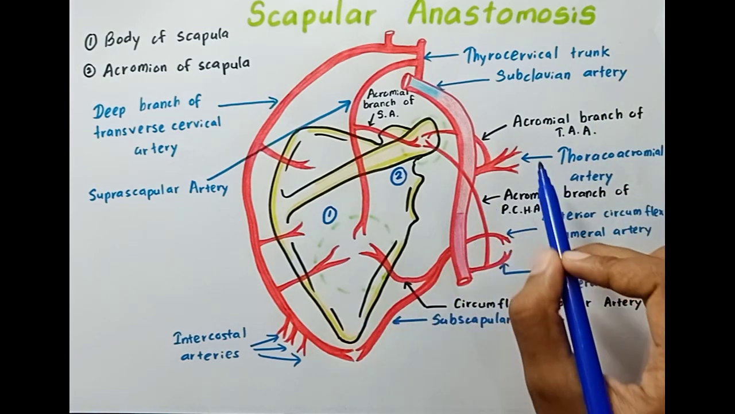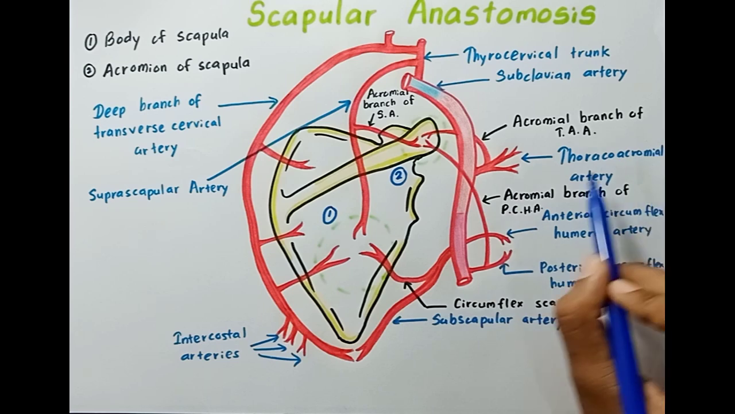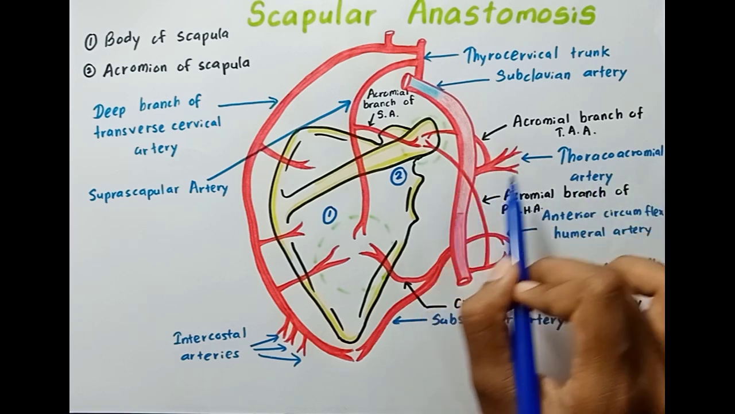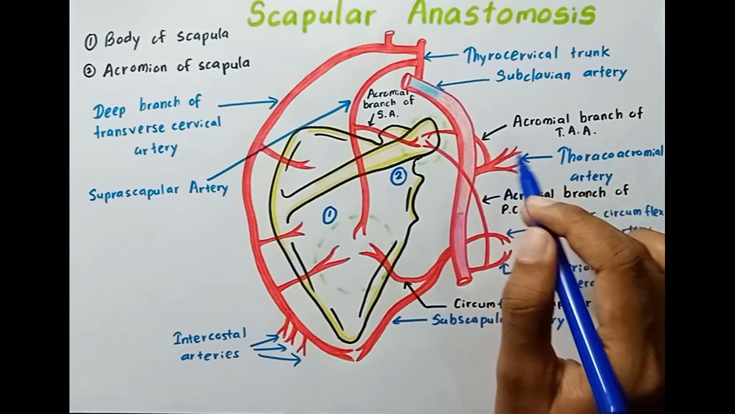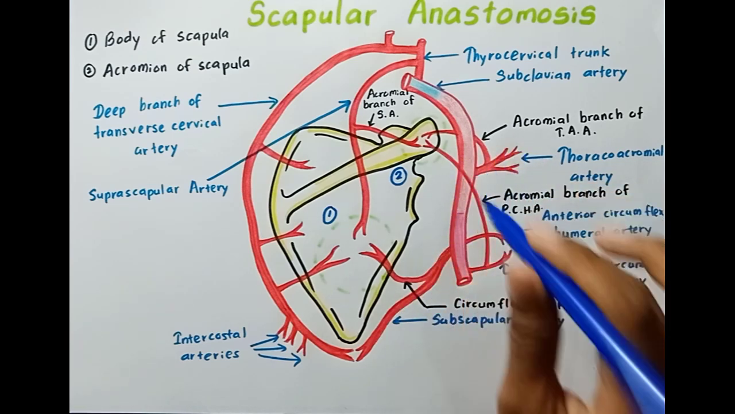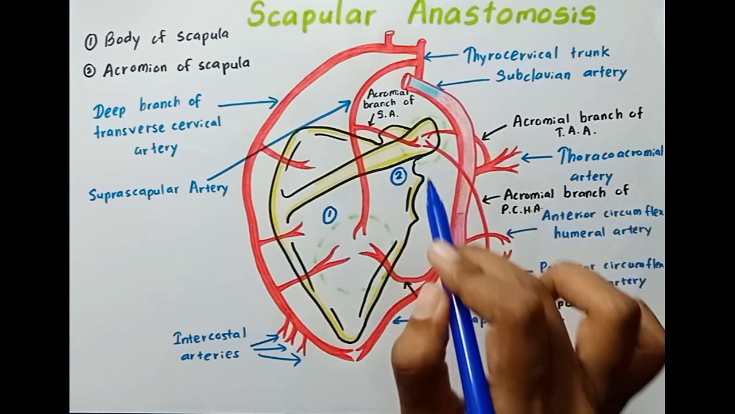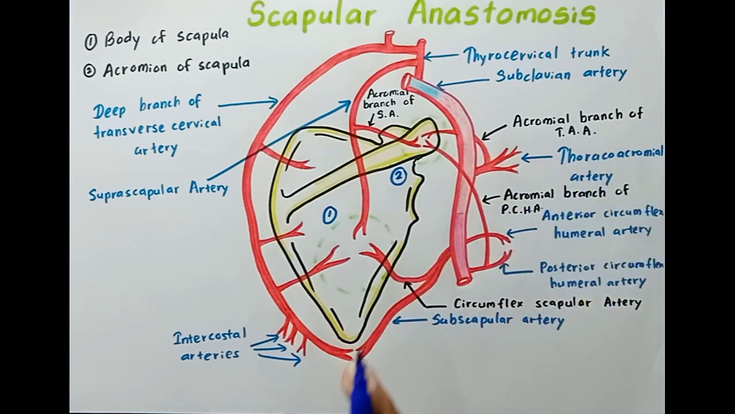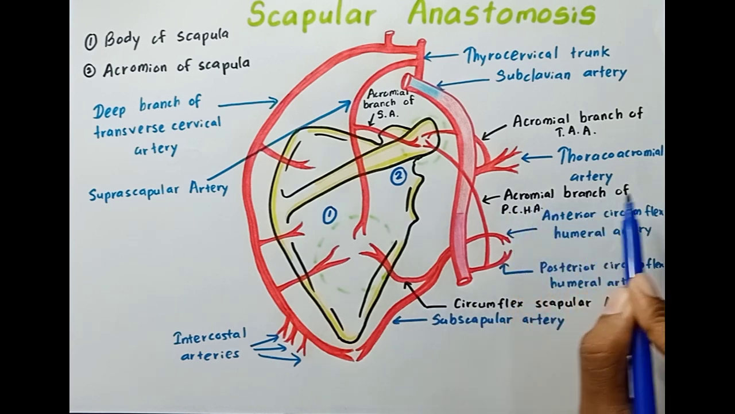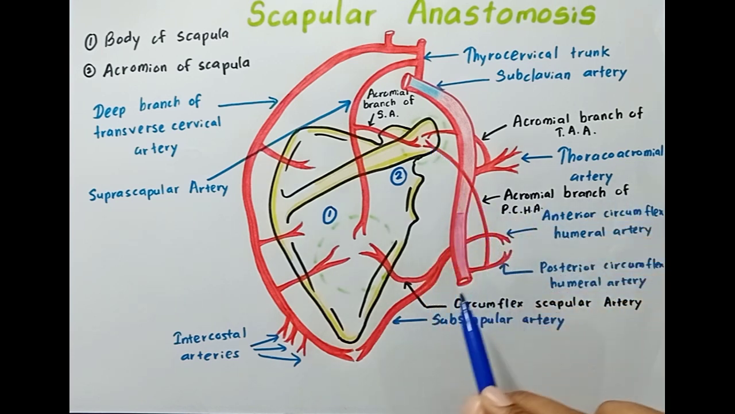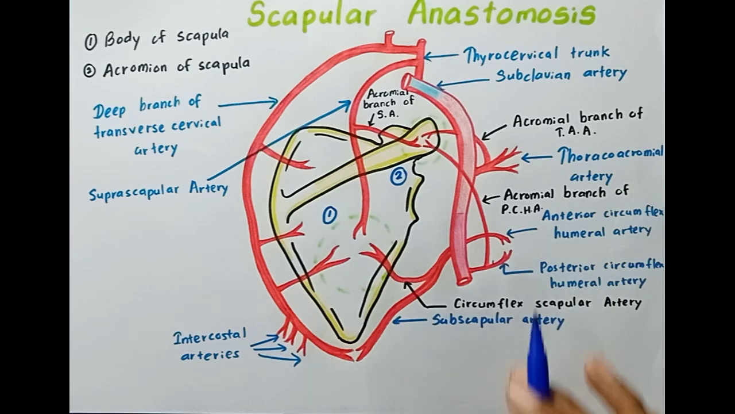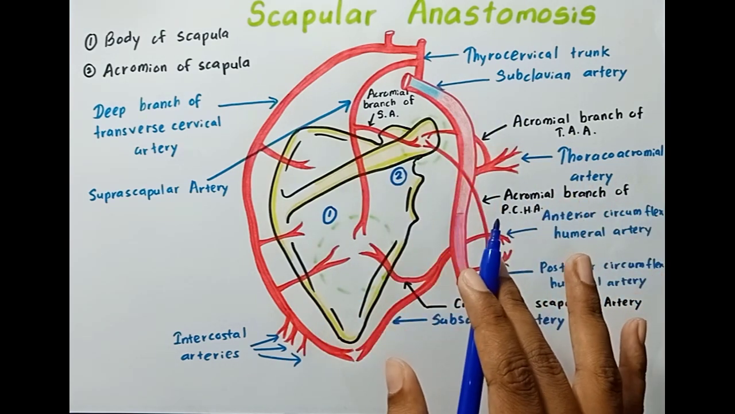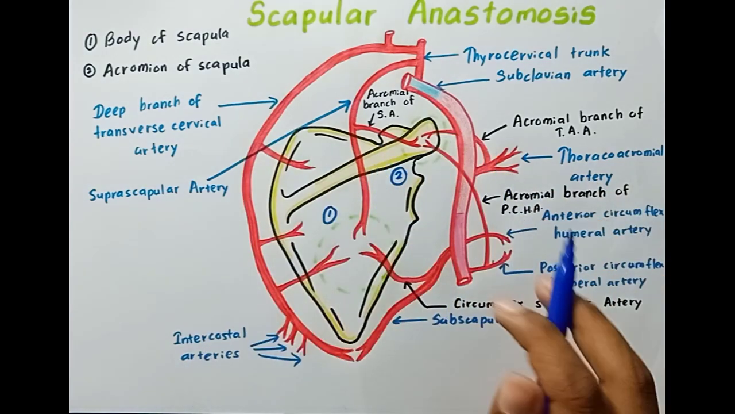And the second one is acromial branch of thoracoacromial artery. Here you can see that the thoracoacromial artery, it is a branch arises from the second part of the axillary artery. So this is the acromial branch of thoracoacromial artery. Third one is acromial branch of, here you can see that, posterior circumflex humeral artery. Acromial branch of posterior circumflex humeral artery. So these are the arteries that involve in the anastomosis around the acromion of scapula.